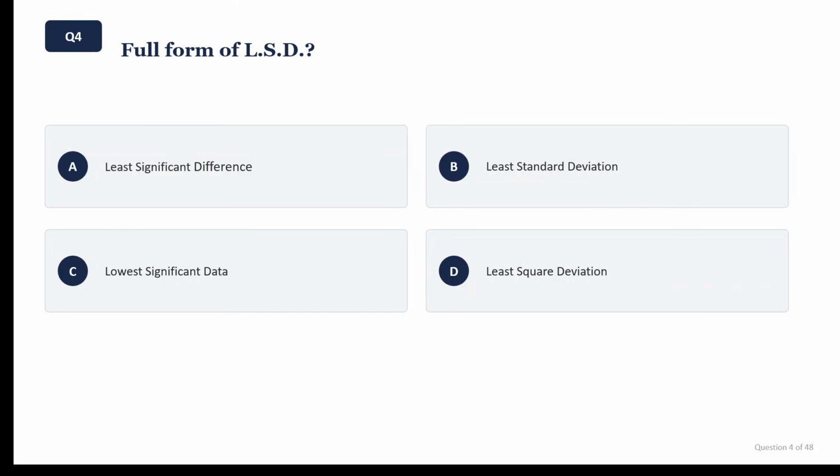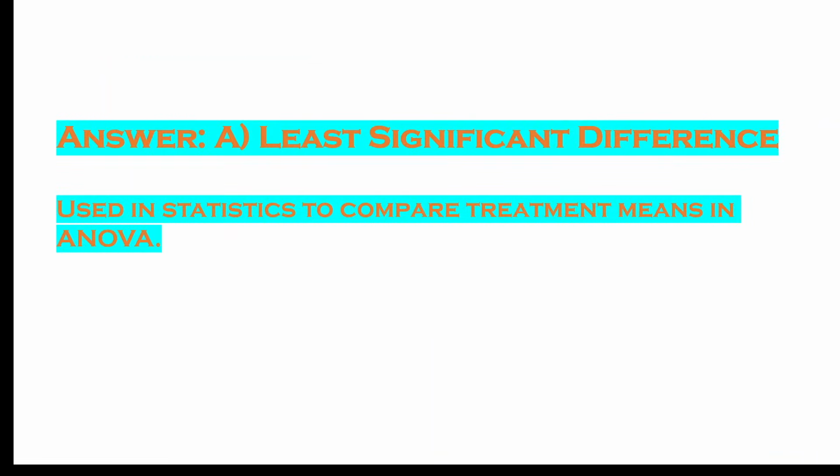These are only 3 to 4 pages of notes which you should memorize and summarize very well, so you are able to deal with all 5 to 7 questions of statistics. Simple, they do not go too in depth. LSD full form is least significant difference, used in statistics to compare treatment means in ANOVA.